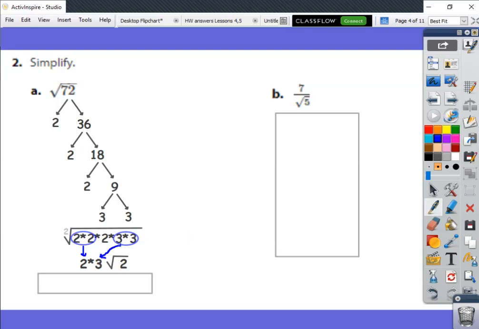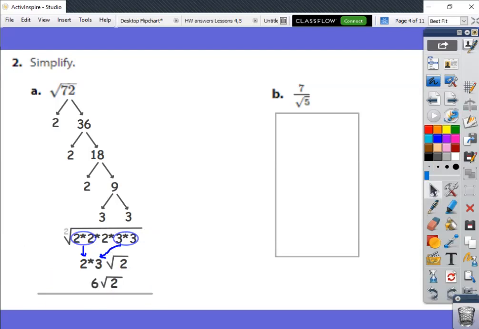Right? Square root of 9 is 3. Square root of 4 is 2. And what's left underneath the square root is a 2. It doesn't have a pair, so it just stays under the square root. And I get my final answer here. I simplify the outside here. 2 times 3 is 6, square root of 2.